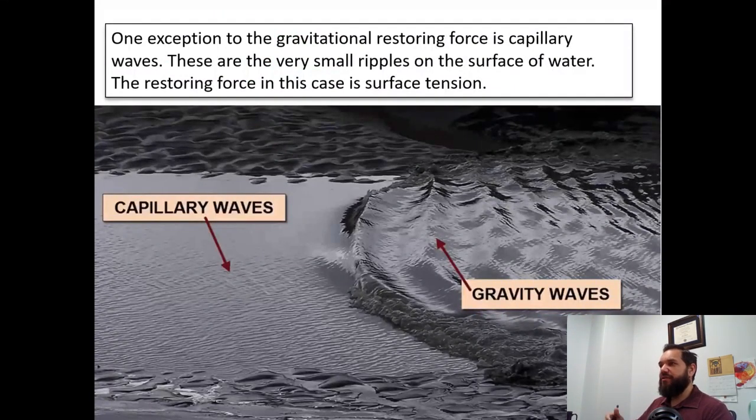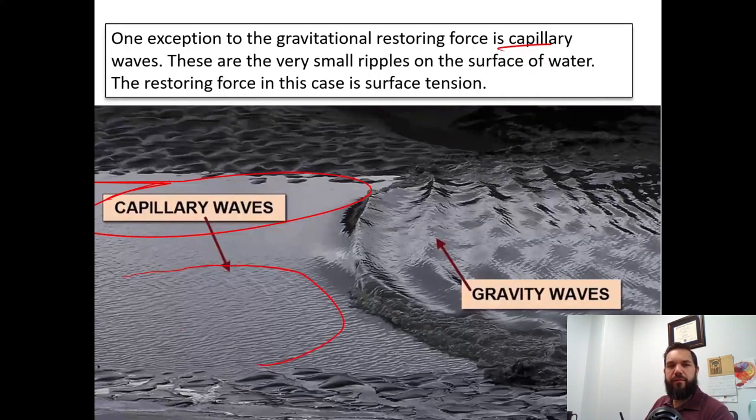So one exception to gravitational restoring force is what are called capillary waves. These are very, very small waves. I don't talk about capillary waves very much just because they're not really very important for us in oceanography. They do exist. But capillary waves are these very, very small little ripples on the surface. I'm sure you've seen these before looking at ocean water or whatever body of water. They're little ripples on the surface of the water that are usually caused by a light wind, and the restoring force is actually not gravity, but the surface tension of the water. So surface tension can be a restoring force, but usually gravity is the restoring force for ocean waves. Okay.